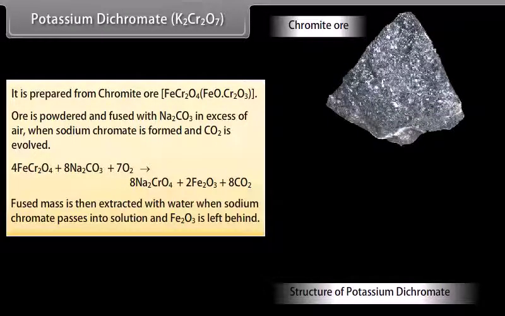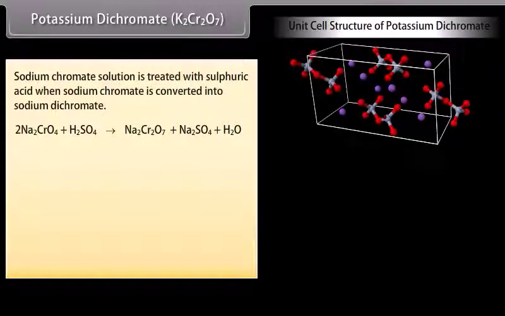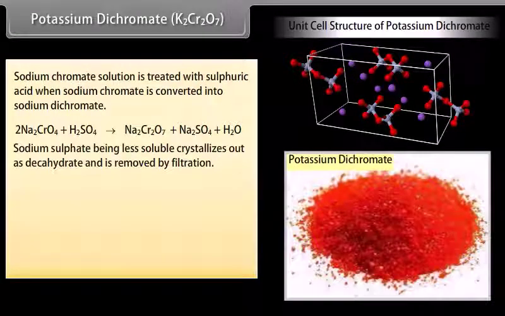The fused mass is then extracted with water, when sodium chromate, being soluble in water, passes into solution and Fe2O3 is left behind. Sodium chromate solution is treated with sulfuric acid, when sodium chromate is converted into sodium dichromate. Sodium sulfate, being less soluble, crystallizes out as decahydrate and is removed by filtration.